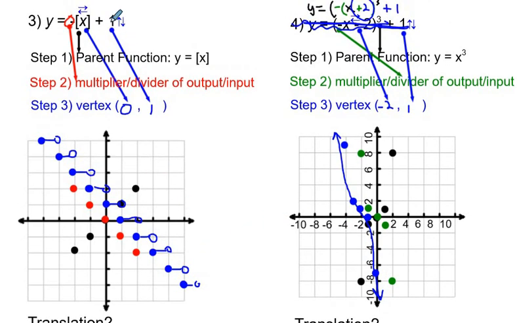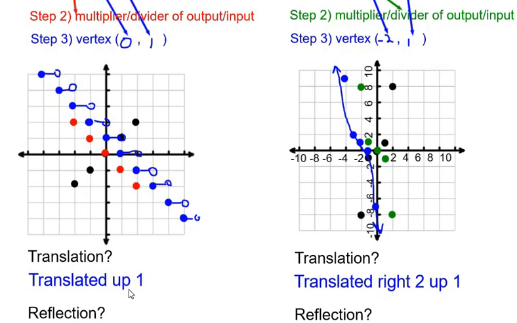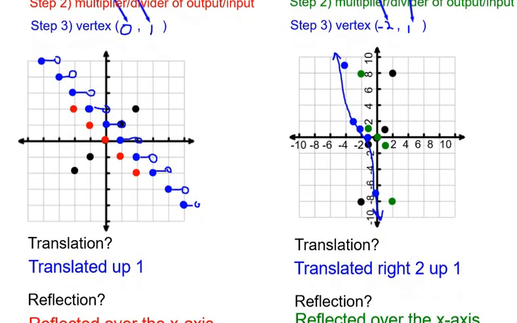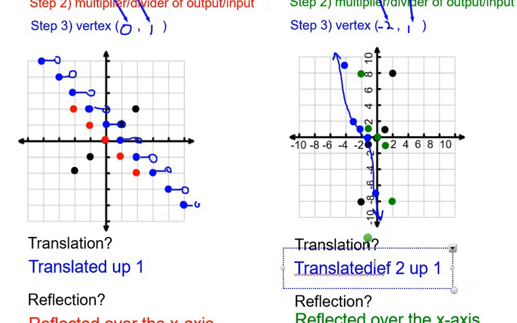So when I look at this one, it had a translation of up 1. You can see it very clearly. So you'd say translated up 1. The reflection in this case was over the x-axis. Remember, we started with this black one and it reflected to the red one. The translation here was right 2 and then up 1. Actually was left. Let me fix that. And then the graph was also reflected over the y-axis.